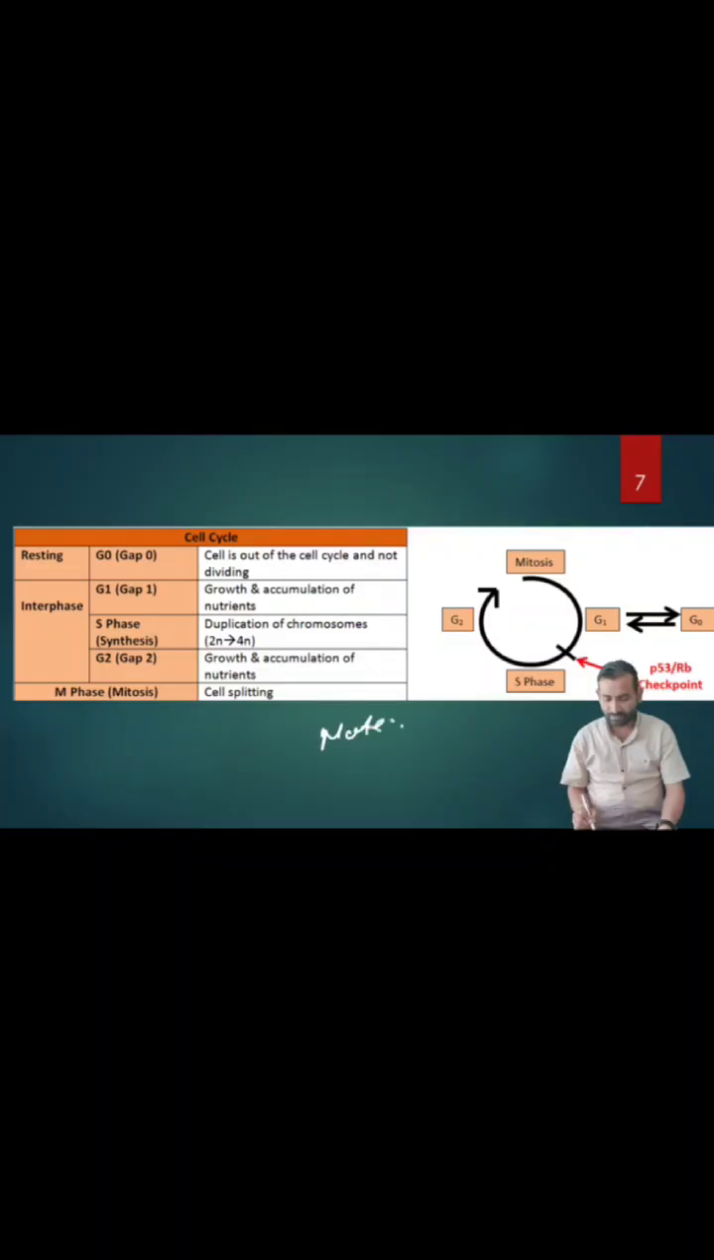Note, during the G1 phase, if the cell enters the G0 phase, the G1 phase becomes longer. If it does not enter into the G0 phase, the G1 phase becomes shorter. Hope you understand, right? Yes.